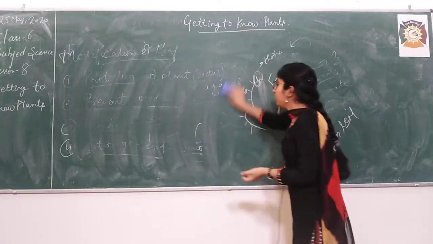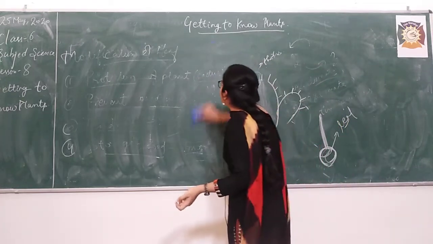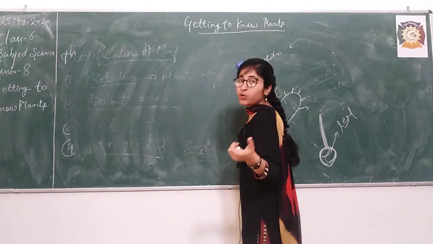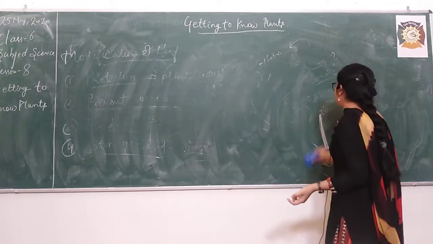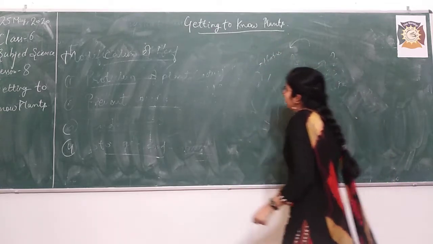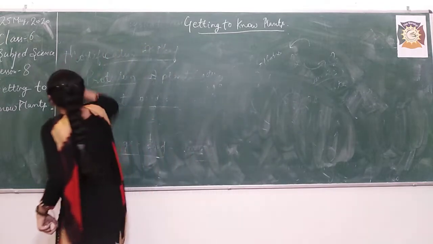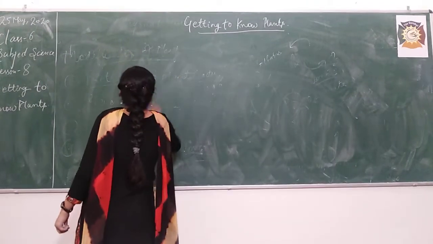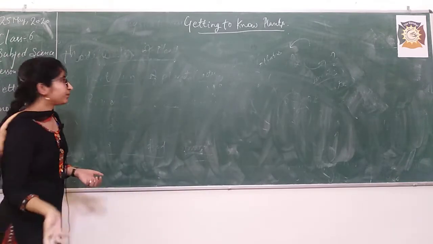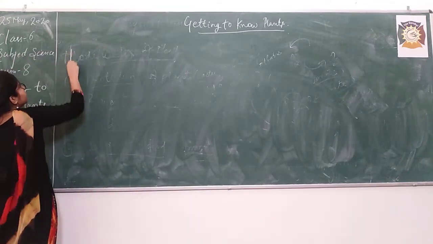Now we will move to the next part of the plant, and I think that's the most attractive part of the plant. What is it? It is a flower, right? So yes, we are done with the leaf. Now we will study flower, right?